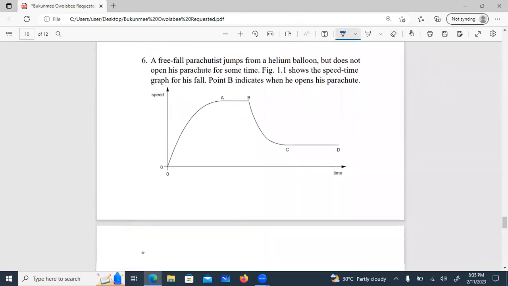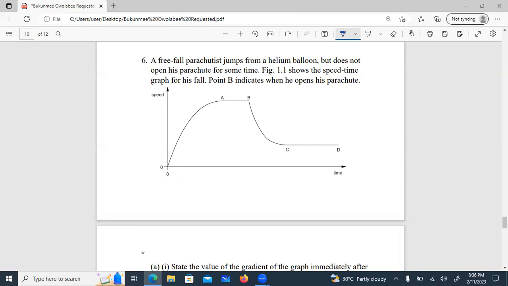So this is another question. A free-fall parachutist jumps from a helium balloon but does not open his parachute for some time. Figure 1.1 shows the speed-time graph for his fall. Point B indicates when he opens his parachute. So when the parachutist jumps from a helium balloon, he starts falling towards the surface of the earth.